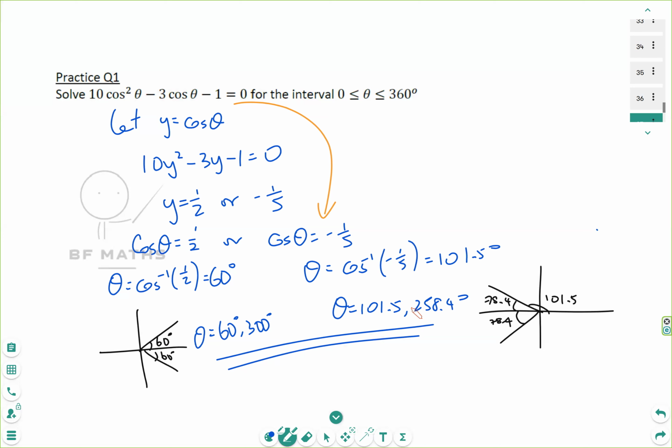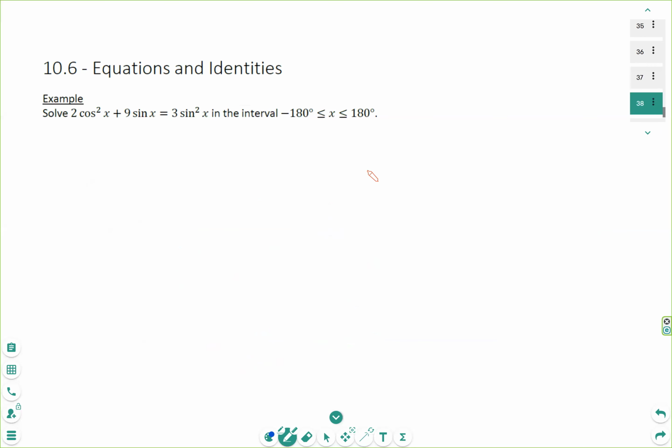If you're struggling with the CAST diagram, I would suggest you go back to the video, I think chapter 10.1 or 10.2, where I explain in detail how we do the CAST diagram. Okay, right. Example, moving on.